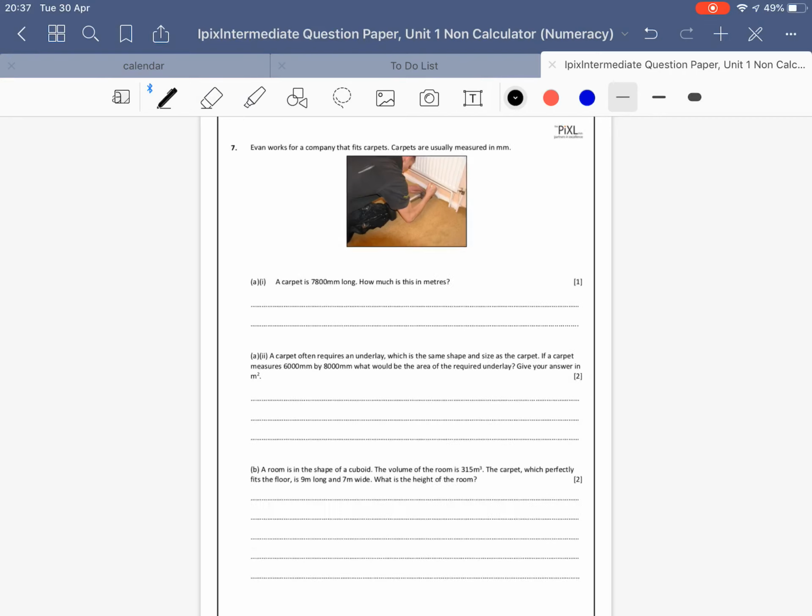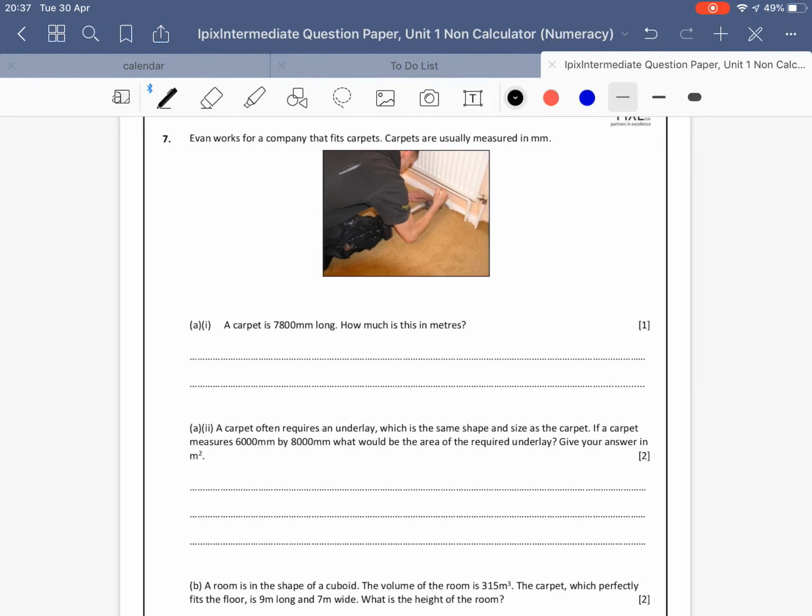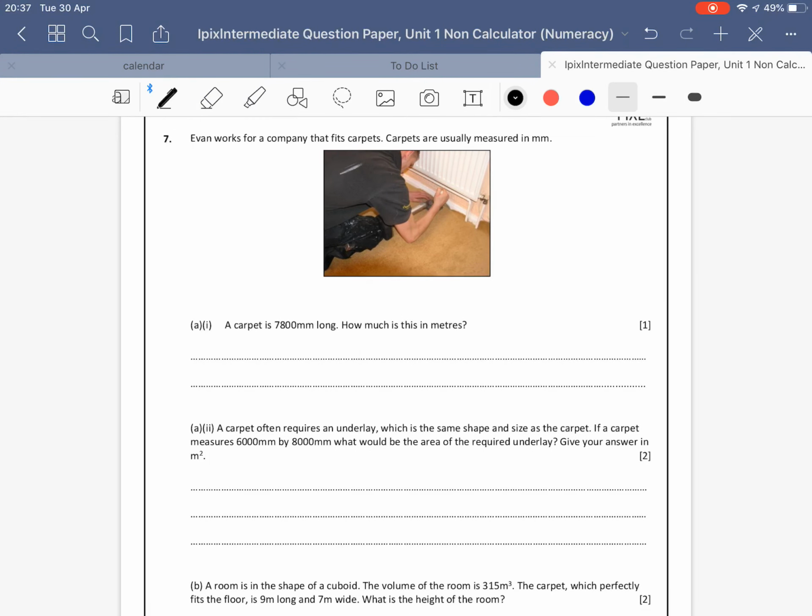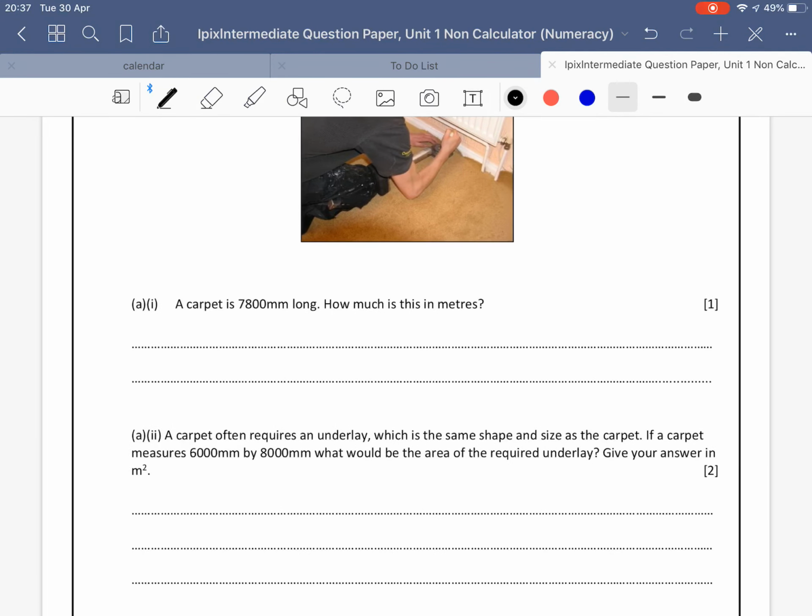Question 7. Evan works for a company that fits carpets. Carpets are usually measured in millimetres. A carpet is measured 7,800 millimetres long. How much is this in metres? Right, you need to know your conversions between millimetres and metres for this.